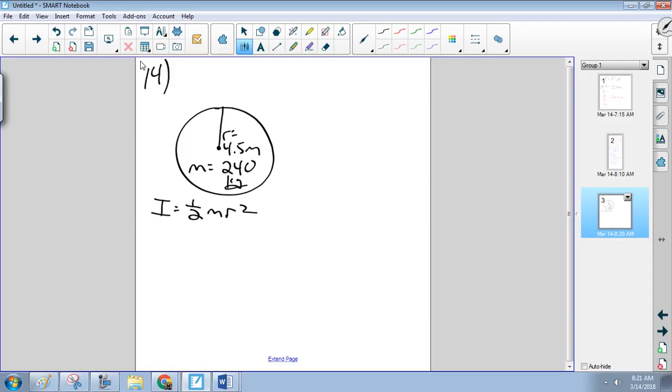Roy pushes the outside edge with a force of 300 newtons. So here's our force from Roy, 300 newtons. It tells us he does this for 5 seconds.